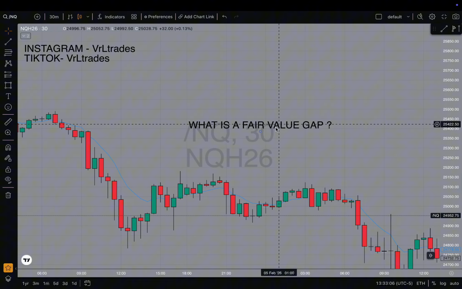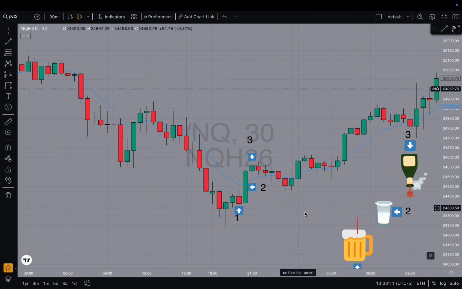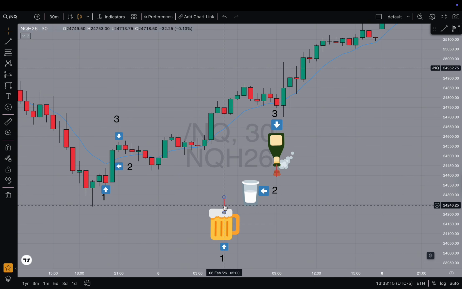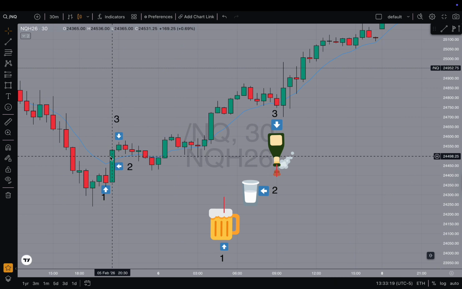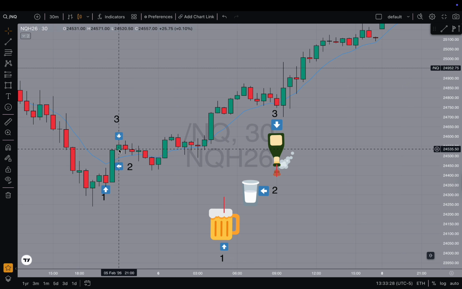Today I'm going to be showing you what a fair value gap is. A fair value gap is a three candle pattern. Why does it happen? It happens because there's an aggressive move by either buyers or sellers in that direction. So if we're bullish, meaning we're going up, the three candles would be like this: 1, 2, 3, going up.